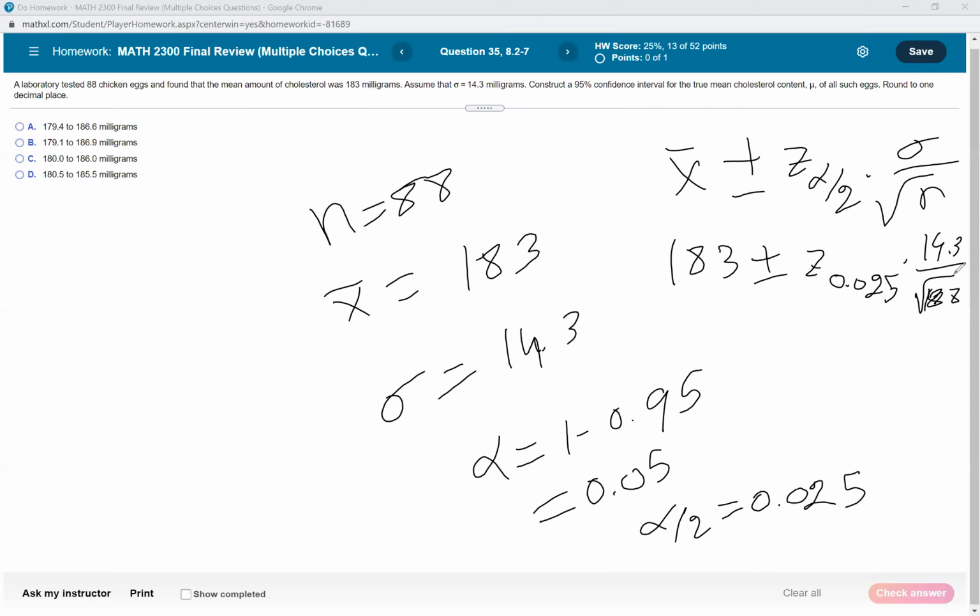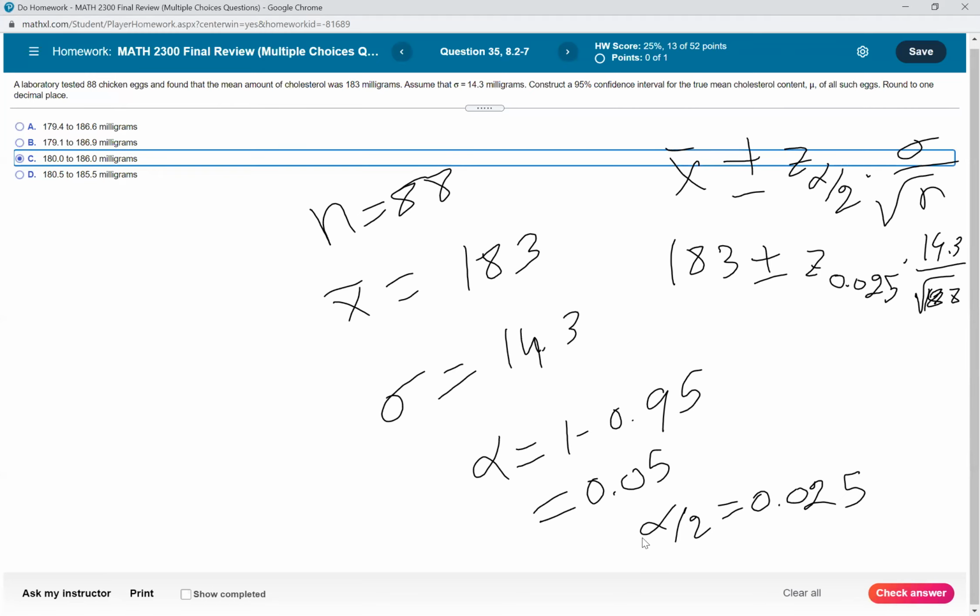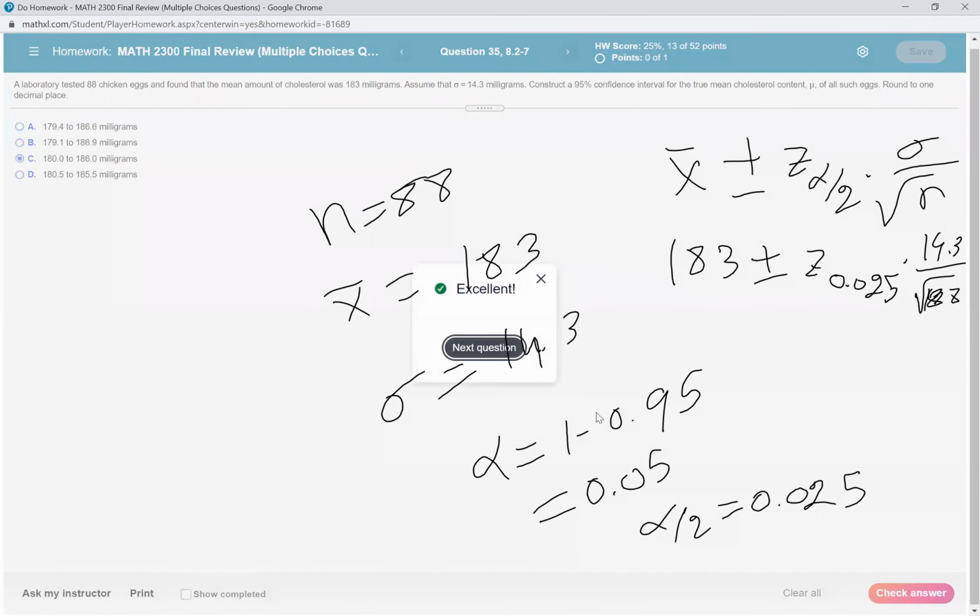Plus 183. So it will be then, I think, per C, or you can check actually. You can find this value. Maybe it will be this one. I'm not sure though, but you can check. Yeah, the answer is C for this one. So z alpha over 2 is 0.025, which is I think 1.96, or you can look at the z table.